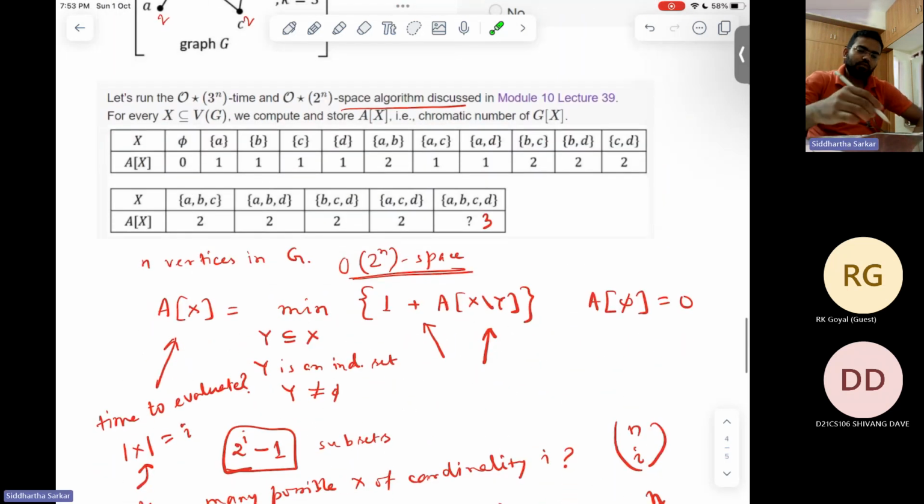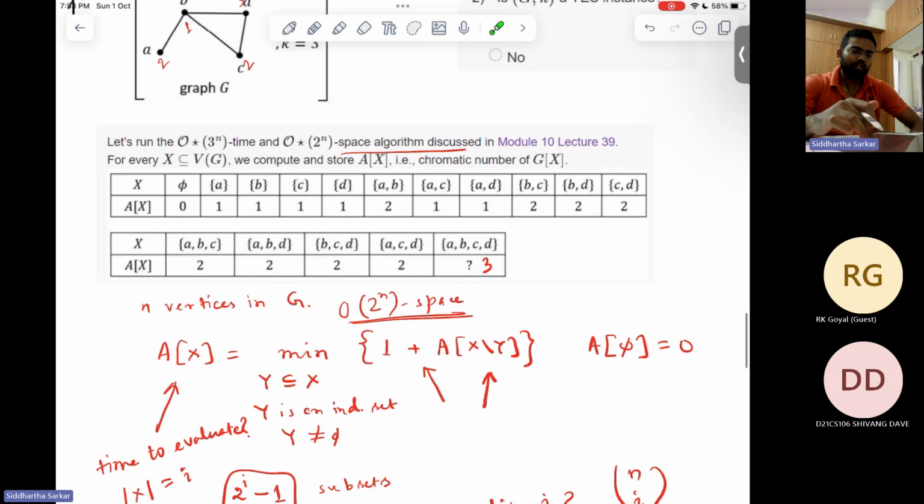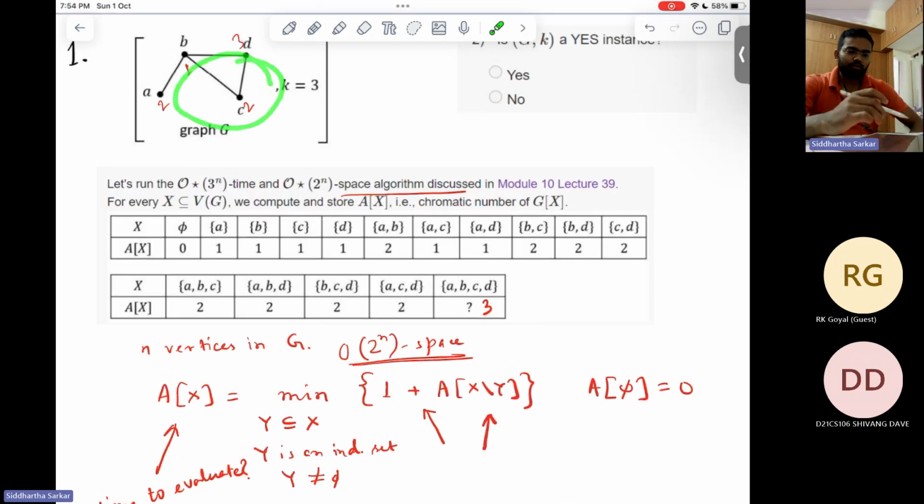So if you do it this way, for ABCD, when x is equal to ABCD, all these subsets are possible. In all these subsets, first you have to check whether the subset constitutes an independent set or not. If yes, then you look up the value and add 1. So finally you will get this answer if you do it rigorously. You should avoid skipping steps, so do it rigorously. All right.